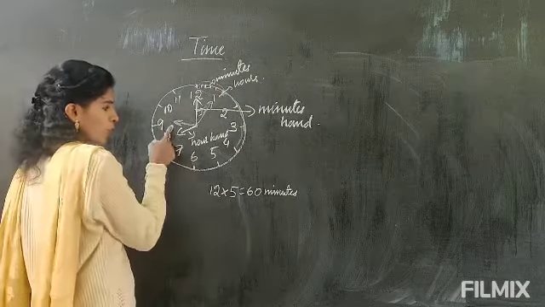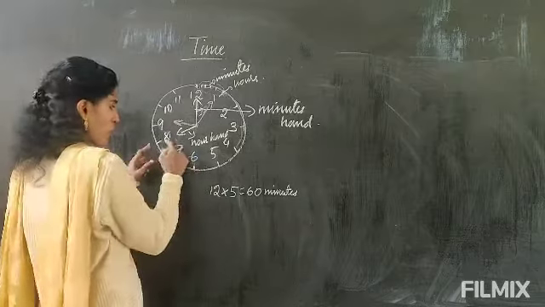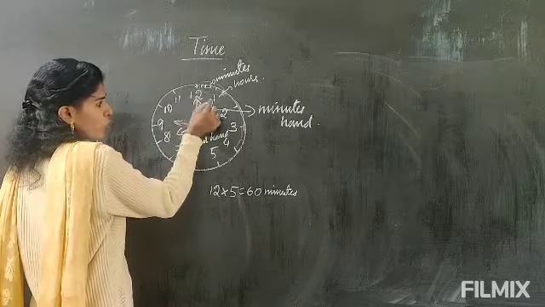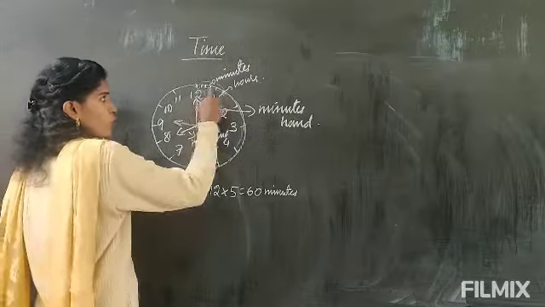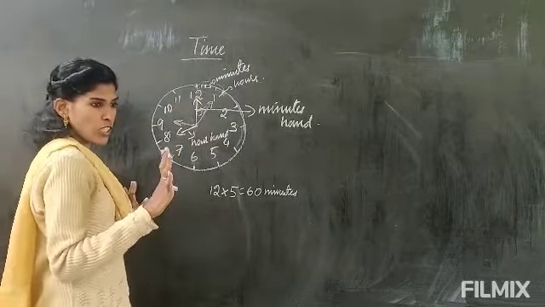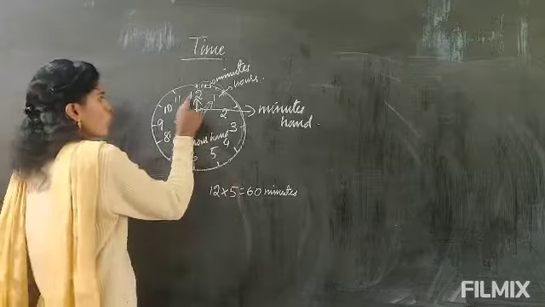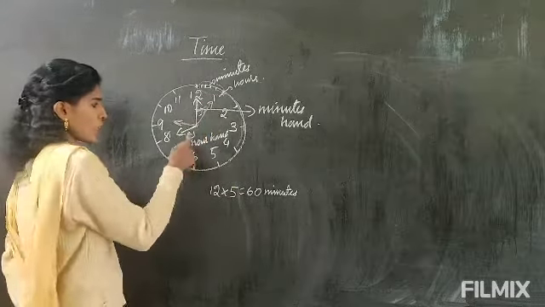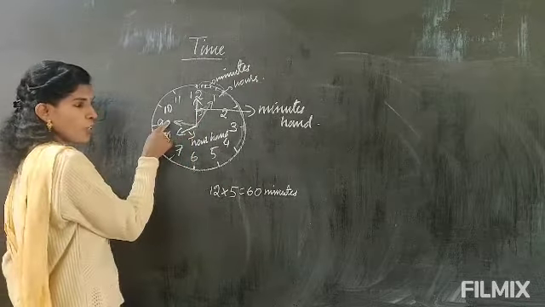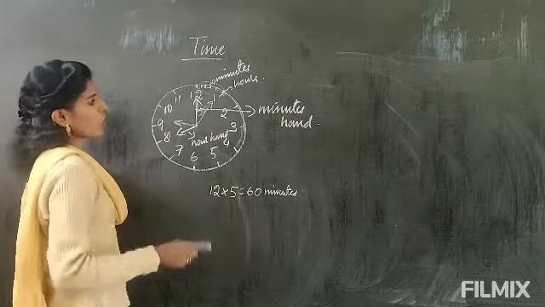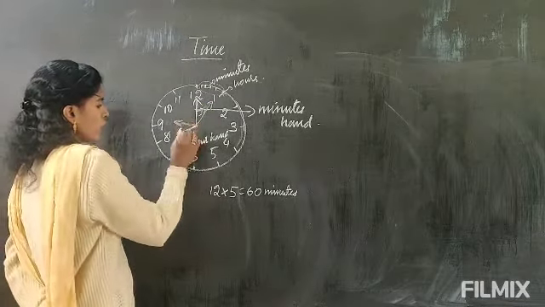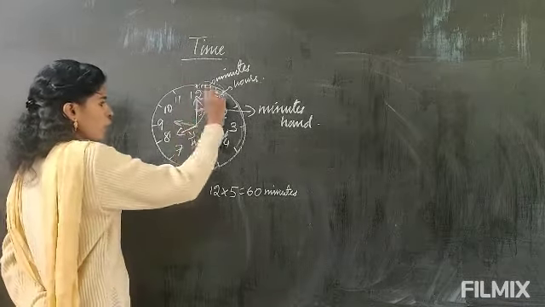Okay, the hour hand moves only 1 hour from one number to another number, but the minute hand, when it moves from one number to another number, is moving 5 minutes. It takes 5 minutes to move from one number to another number. The minute hand takes 5 minutes, but the hour hand takes 1 hour to move from one number to another.